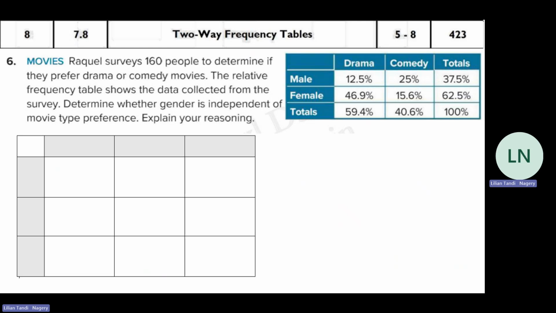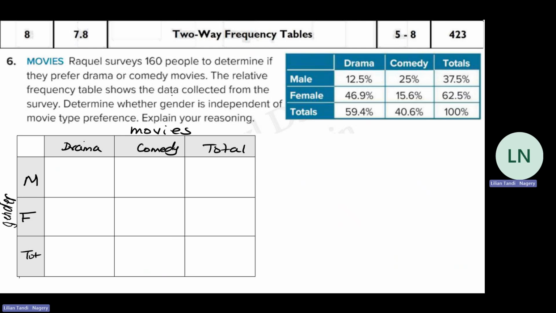Raquel surveys 160 people to determine if they prefer drama or comedy movies. So we are comparing movies and we are comparing gender. Those are my two variables. So what type of movies? Drama and comedies. And here, what type of gender? Male and female. And you should always have total. Okay? All right.